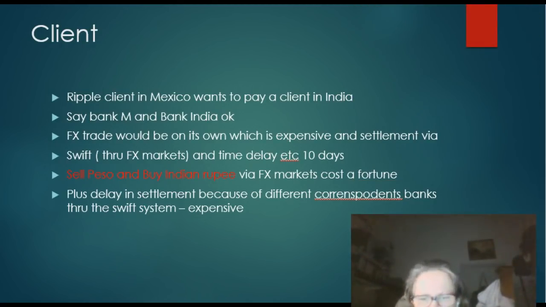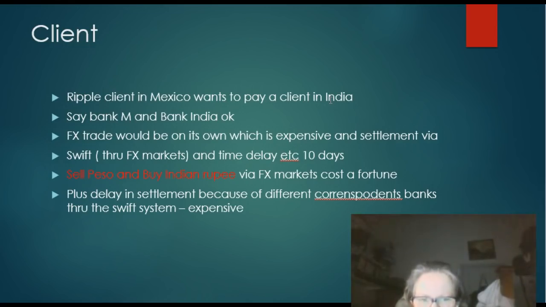Say Ripple has a client, a Mexican bank that wants to pay an Indian bank. The Ripple client is a Mexican bank and they need to pay in rupiah to an Indian bank. The bank has one of two alternatives. They can go through the old clunky SWIFT system, through the foreign exchange market like they normally would, or alternatively, they can go through the xRapid system that Ripple has.